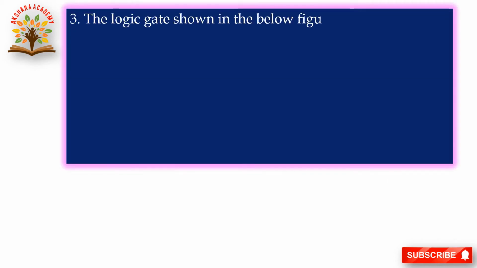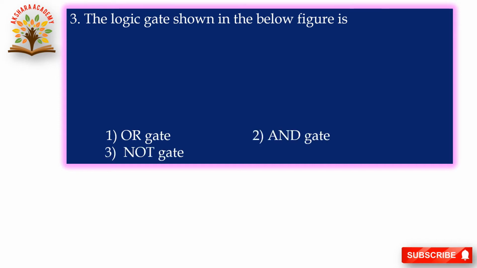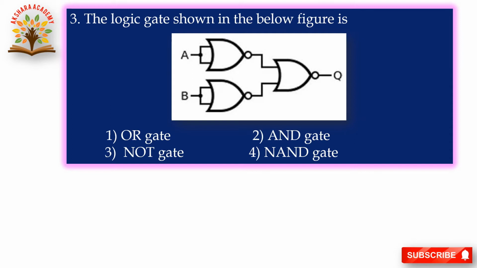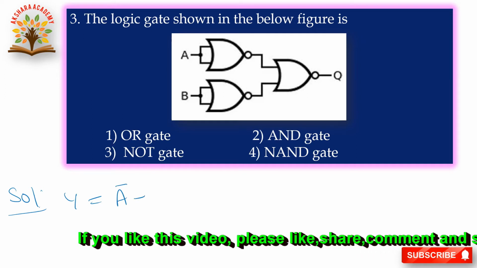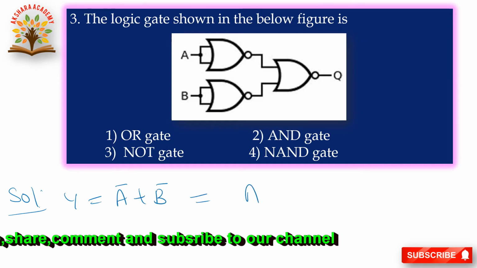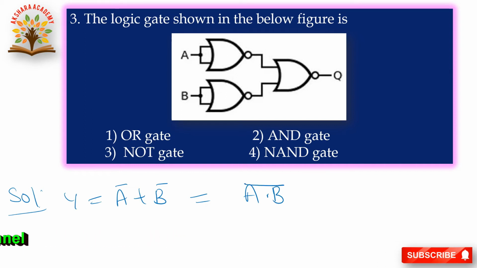The logic gate shown in the below figure is, see this logic gate in the figure. So the output Y is equal to A bar plus B bar, so that is equal to A dot B bar, which is equal to A dot B. So therefore Y is equal to A dot B. The above Boolean expression gives AND gate. Second option is correct.